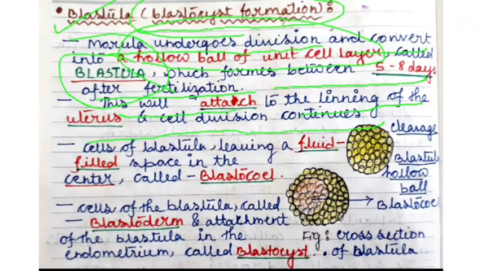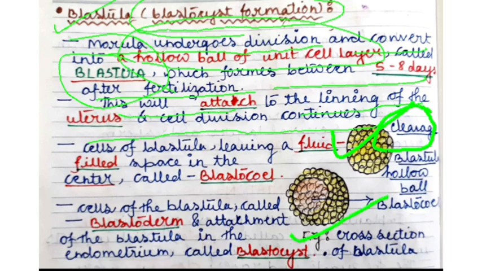So this is the picture of the blastula. The blastula is a hollow ball of a single cell layer, formed by cell division or cleavage, and it forms from the morula cells. And this is the cross section of the blastula.